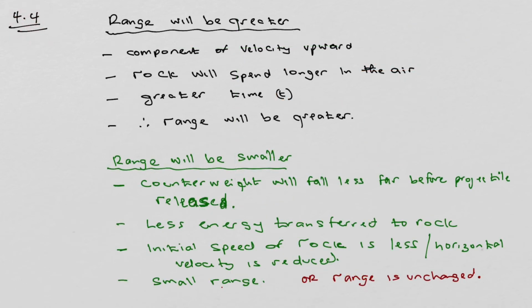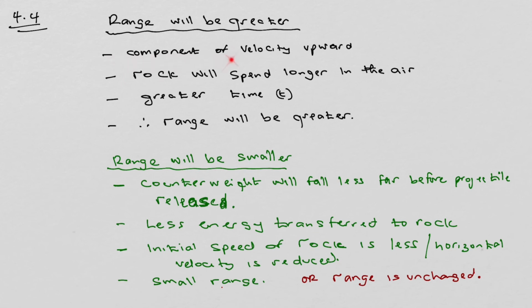Question 4.4. In another release, the sling is adjusted so that a projectile of the same mass is released just before the wooden beam is vertical. The projectile is not released horizontally. Discuss the effect this change has on the range of the catapult. Well, the range could be greater, or the range could be smaller.